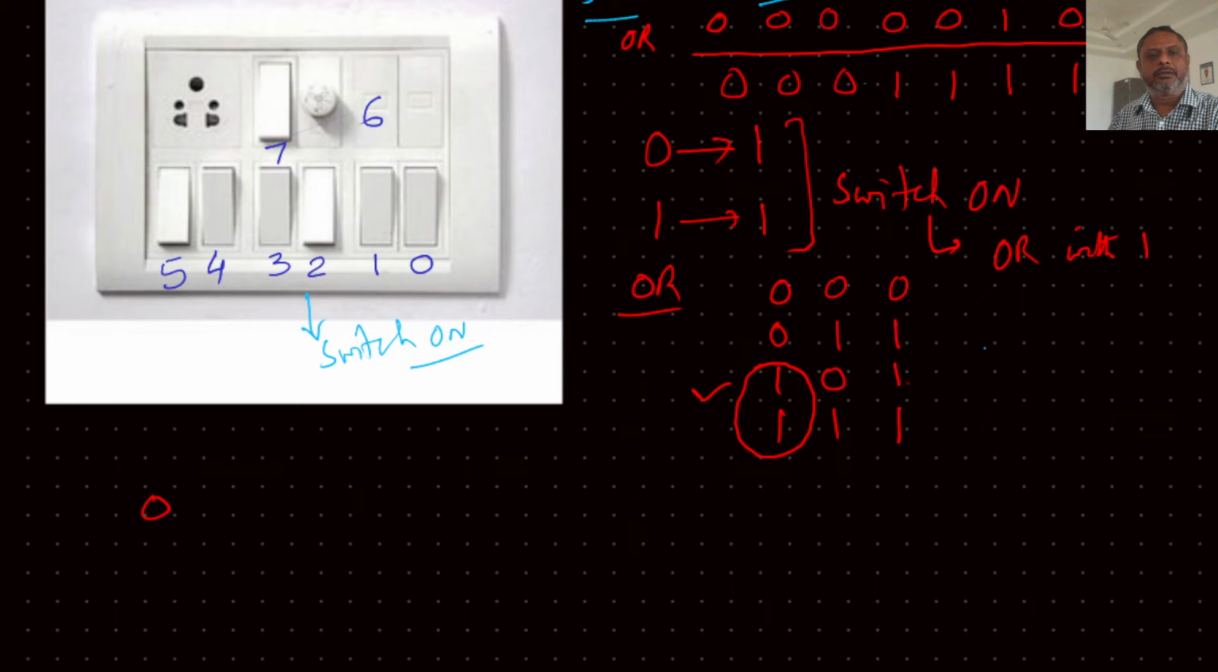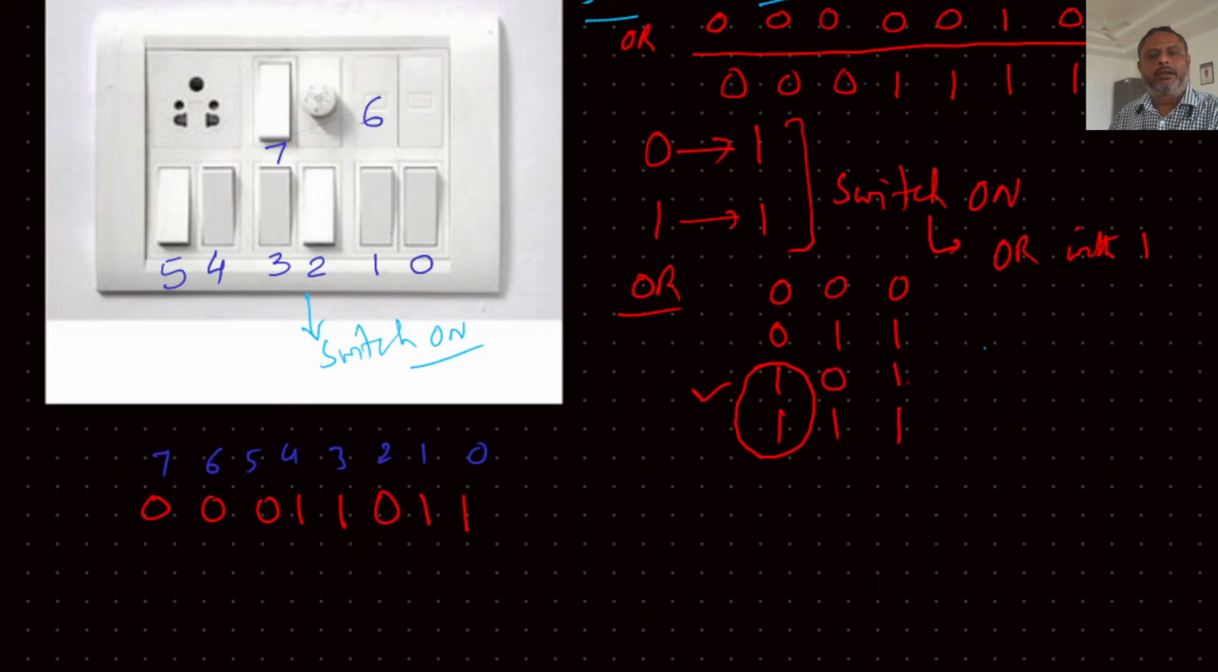7 is 0, 6 is 0, 5 is 0, 4 is 1, 3 is 1, 2 is 0, 1 is 1, 0 is 1. So that's what we are seeing on this switchboard: 7, 6, 5, 4, 3, 2, 1, 0.